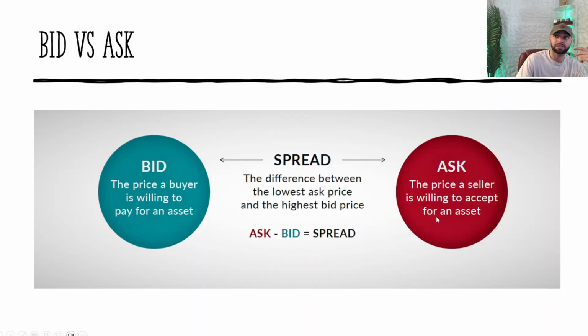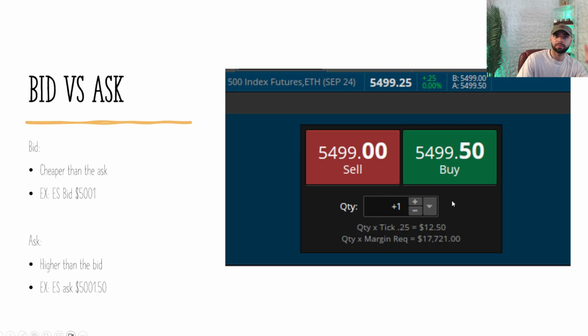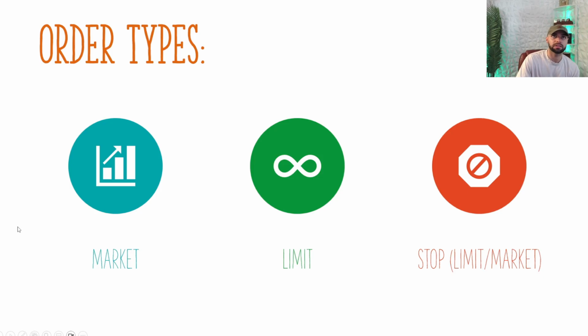The ask is the price that sellers are willing to accept for an asset, and the difference between them is the spread. Why does this matter? Again, we talked about how futures have tight spreads, so the spreads don't really matter when it comes to futures. But we also talked about what the bid and ask is. The bid is cheaper than the ask. An example on the ES here: the ask is 5499.50, and the bid is 5499. So there's a 50-cent difference in the spread.